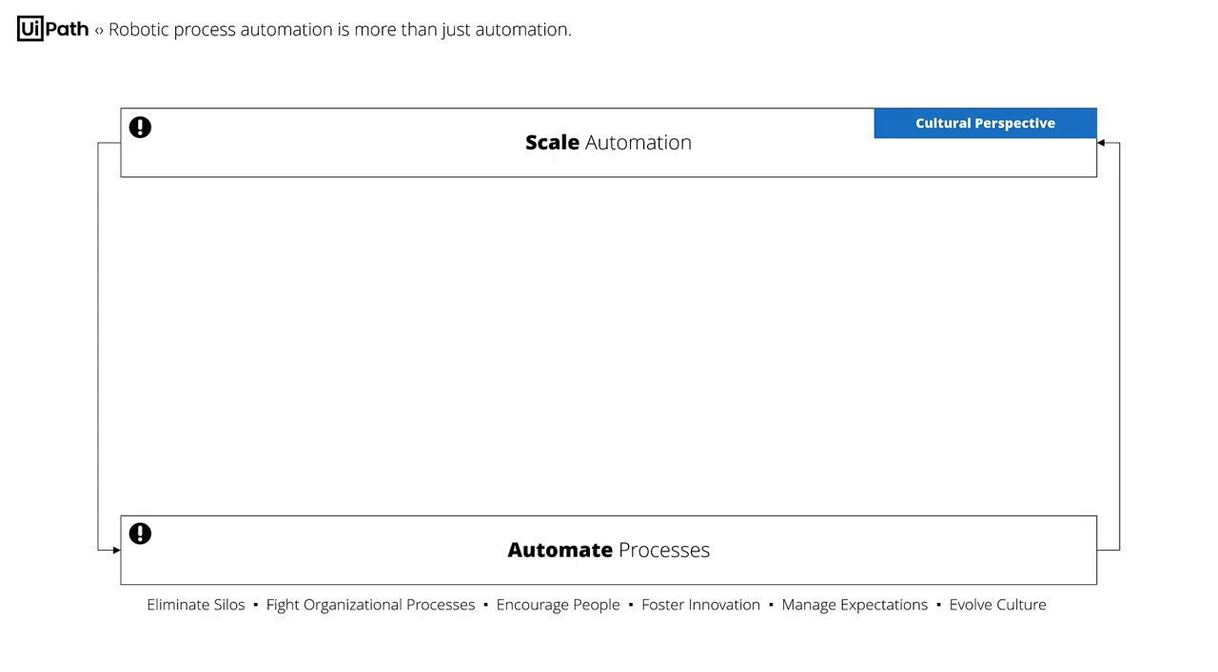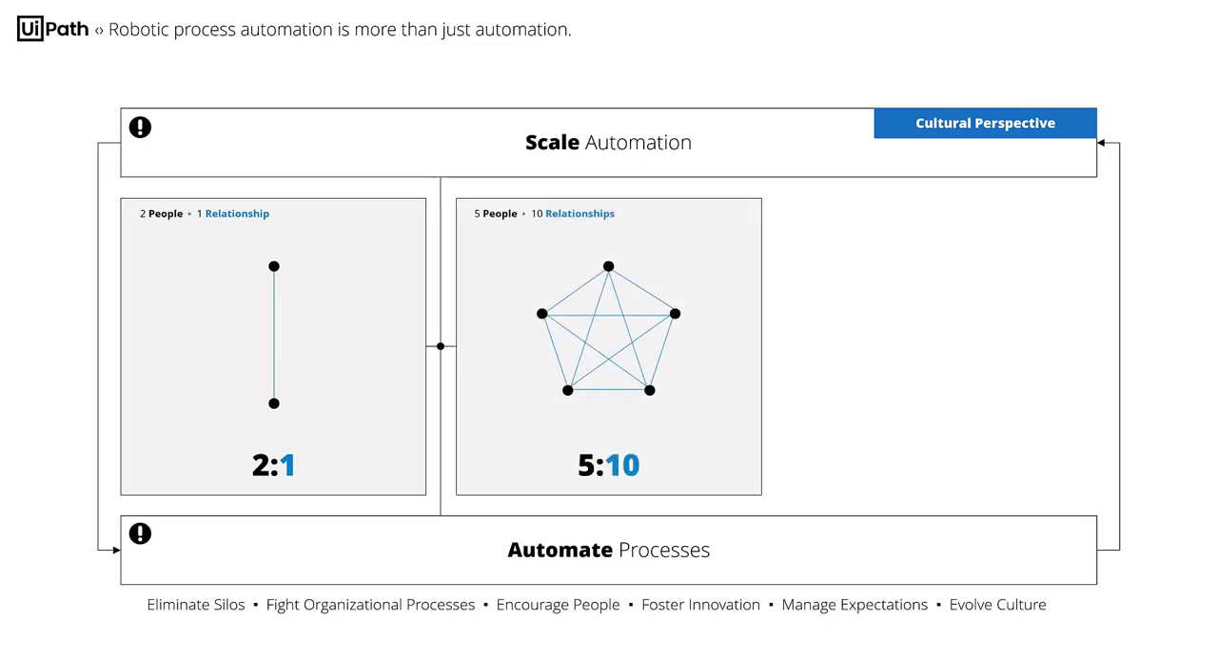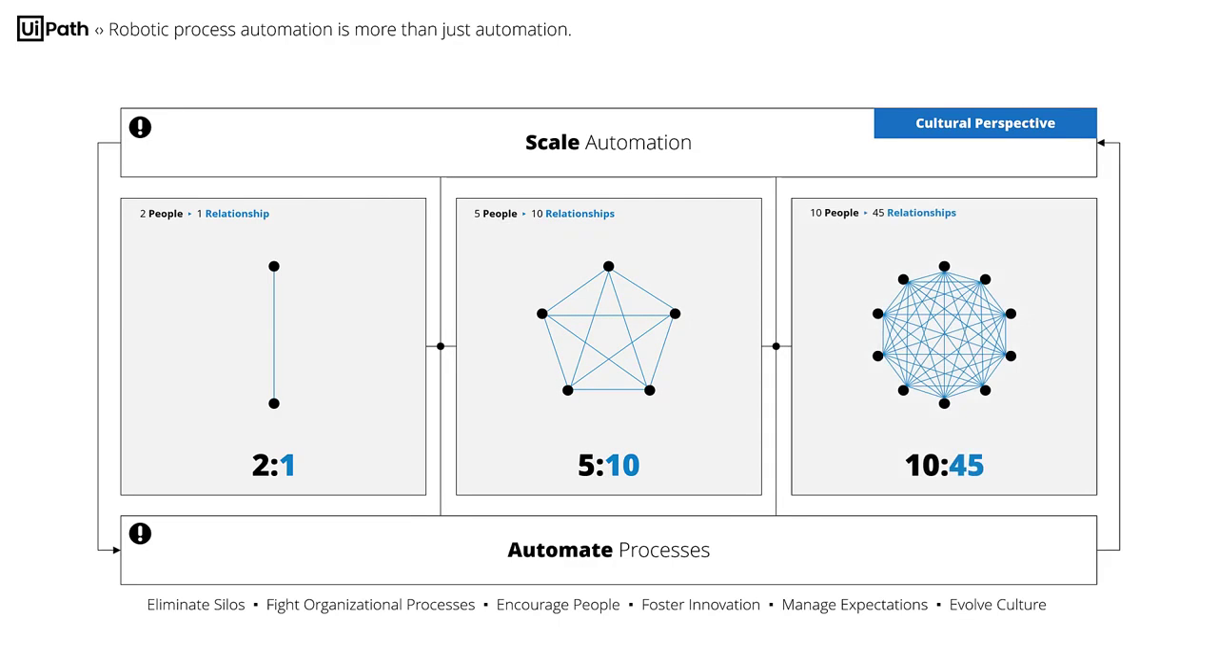Now, here's a quick example that explains quite well why this is such a hard thing to do. Imagine you have two people. When you have just two people, you need to manage one single relationship. When you have 5 people, you need to manage 10 relationships. And when you have 10 people, well, you need to manage 45 relationships. So if you want to scale something, for example, automation across the enterprise, you need to manage many relationships between a lot of people in different teams in different departments. And this turns out to be a really hard thing to do.